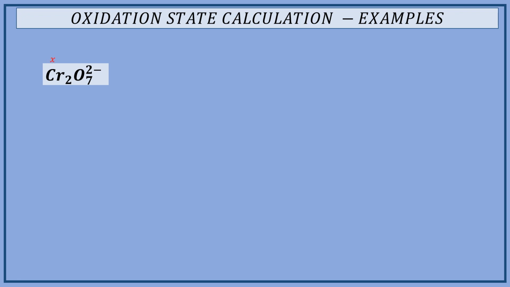Let us represent the unknown oxidation state of chromium as X, and from our earlier notes we can conclude that oxygen generally shows the oxidation state of -2. So these quantities represent the oxidation state on one atom. Since there are two chromium atoms, the total oxidation state over chromium will be 2 times X. Similarly, the total oxidation state over oxygen will be 7 times -2.